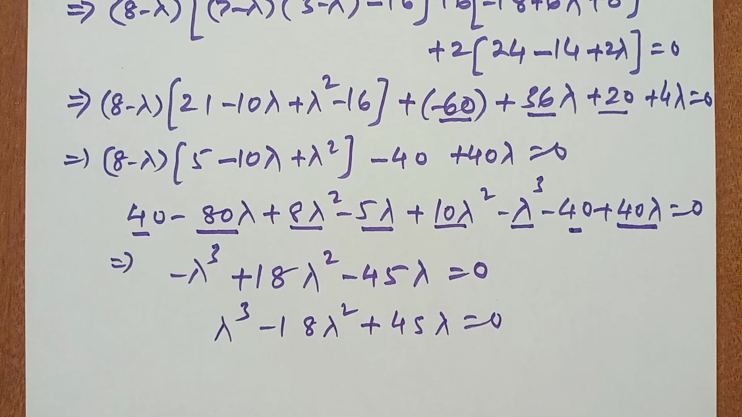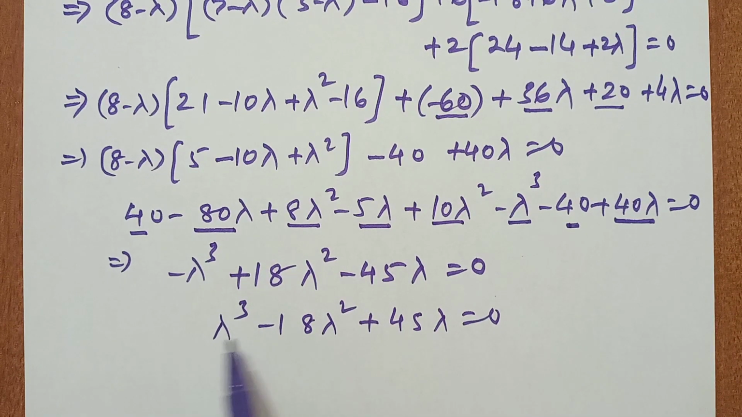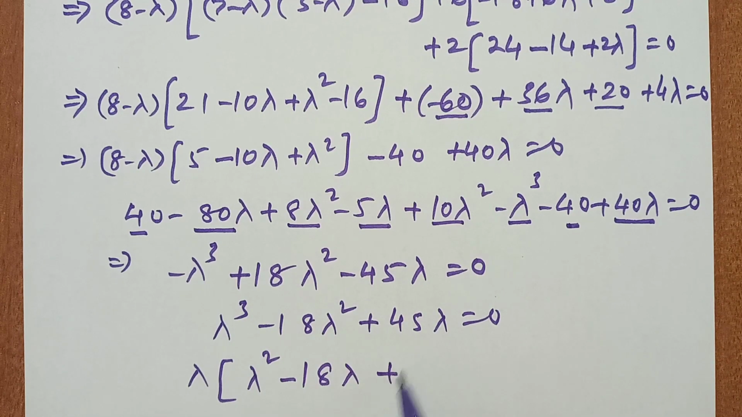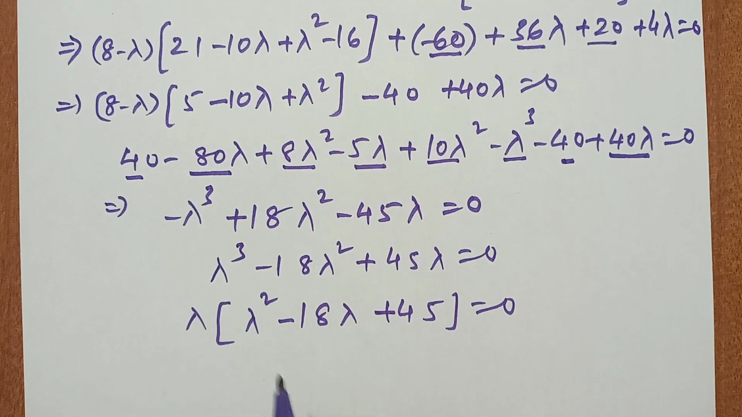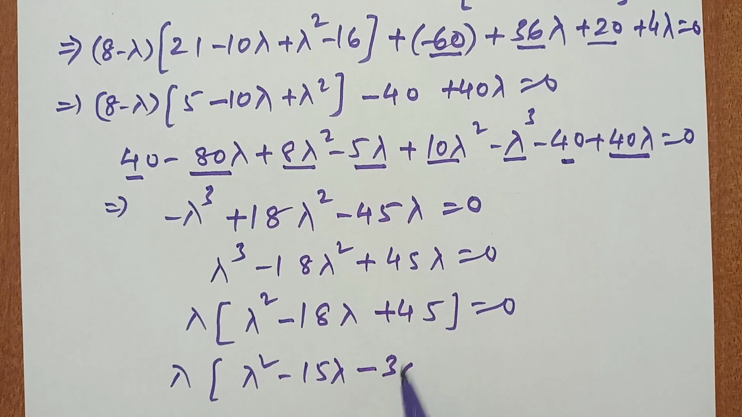Okay, since it is third degree in lambda, we calculate the value of lambda, 3 values. Here we see very carefully, each term contains lambda. So first we take lambda common: lambda square minus 18 lambda plus 45 equal to 0. So one value is lambda equal to 0. Here we split 18 as 15 plus 3, and 15 into 3 is 45. So lambda square minus 15 lambda minus 3 lambda plus 45 equal to 0.